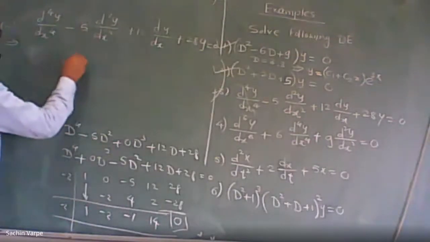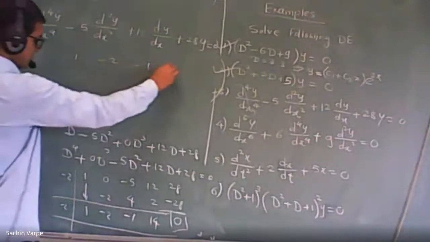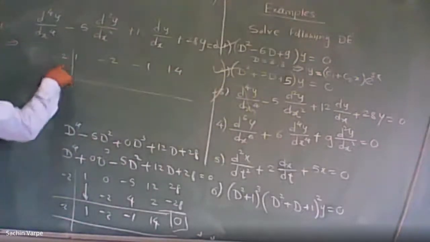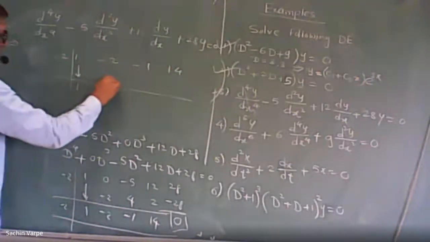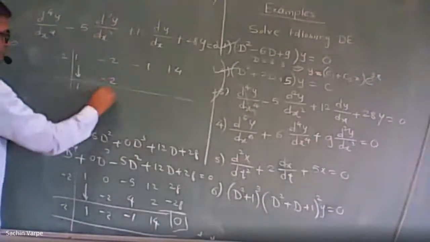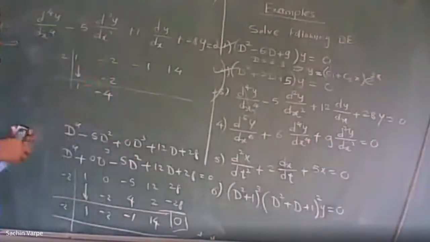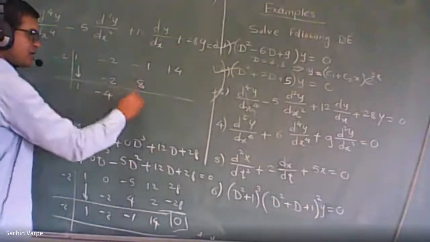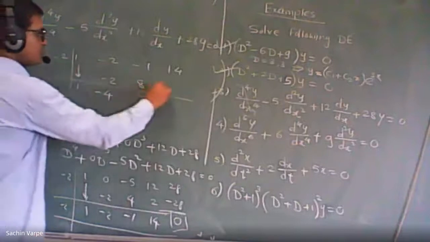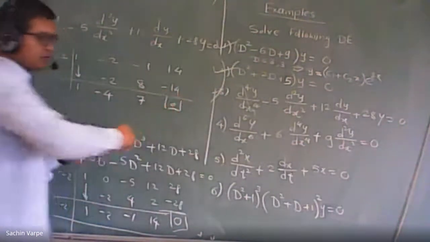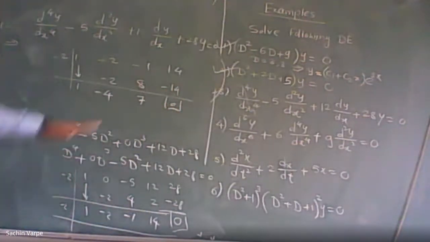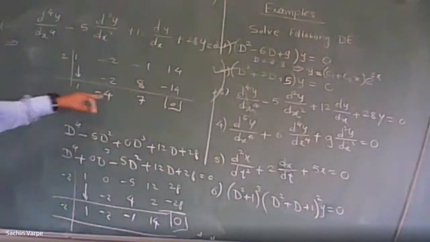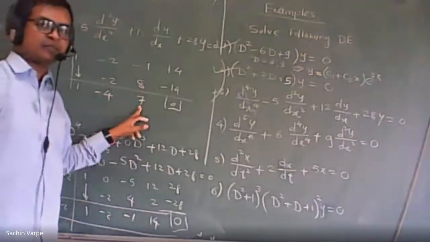Now we have 1, minus 2, minus 1, 14. Now minus 2. So minus 2 into 1 is minus 2, minus 2 plus minus 2 is minus 4. Minus 4 into minus 2 is 8. Minus 1 plus 8 is 7. 7 into minus 2 is minus 14. So that is again the correct root. Minus 2 is the correct root. Now these are the coefficients of the quadratic polynomial, that is 1 into d square minus 4d plus 7.